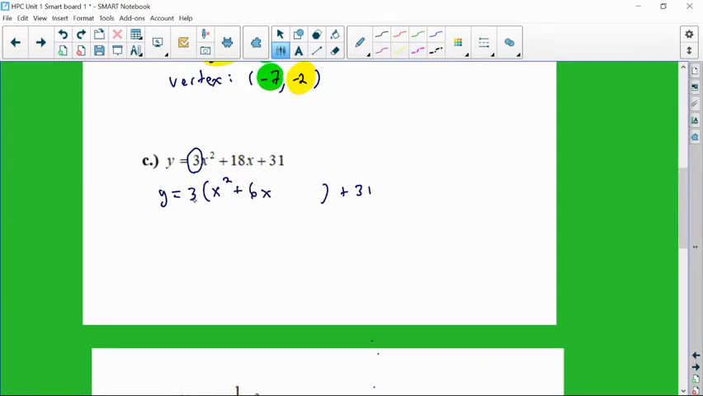Again, check your math: that's 3x squared plus 18x, so I did that correctly. So it's just here, in the parentheses, that we need to complete the square.